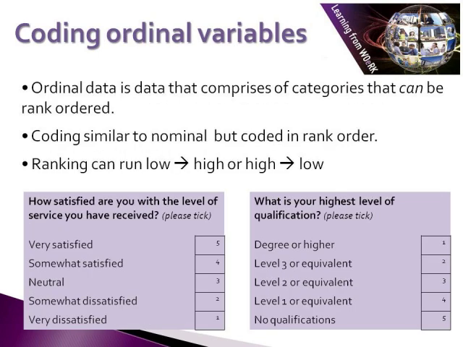Ordinal data is data that comprises categories that can be rank ordered. Similarly to nominal data, the distance between each category cannot be calculated, but the categories can be ranked in order, above or below each other.